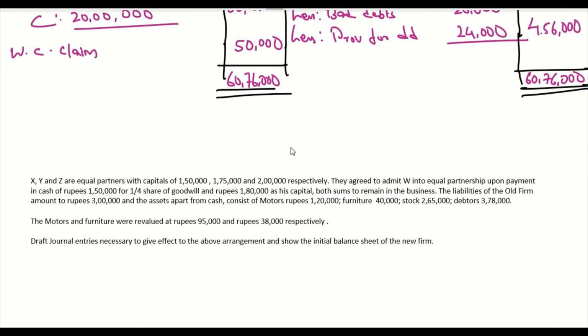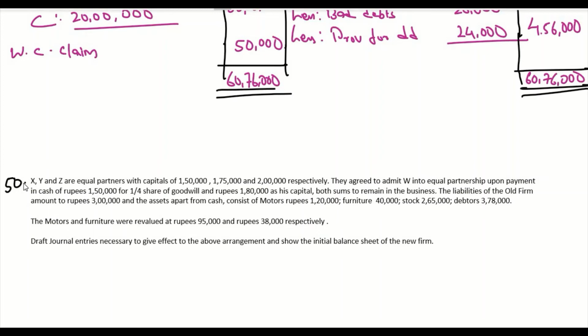Now let's move on to question number 50. X, Y, Z are equal partners with capital of rupees 1,50,000, 1,75,000, 2 lakh respectively. They agreed to admit W into equal partnership upon payment in cash of rupees 1,50,000 for 1/4 share of goodwill and rupees 1,80,000 as his capital. Both sums to remain in the business.